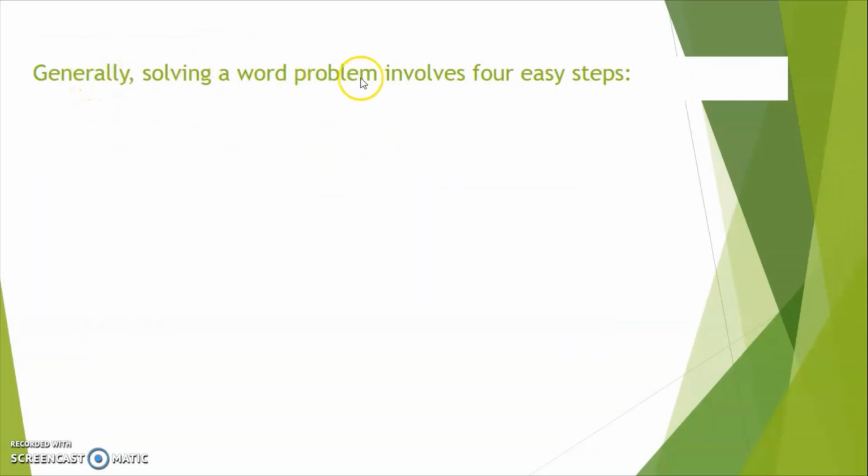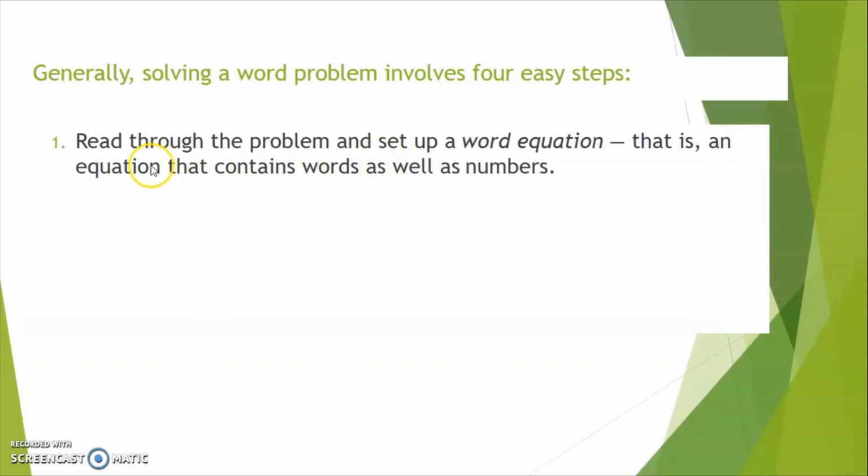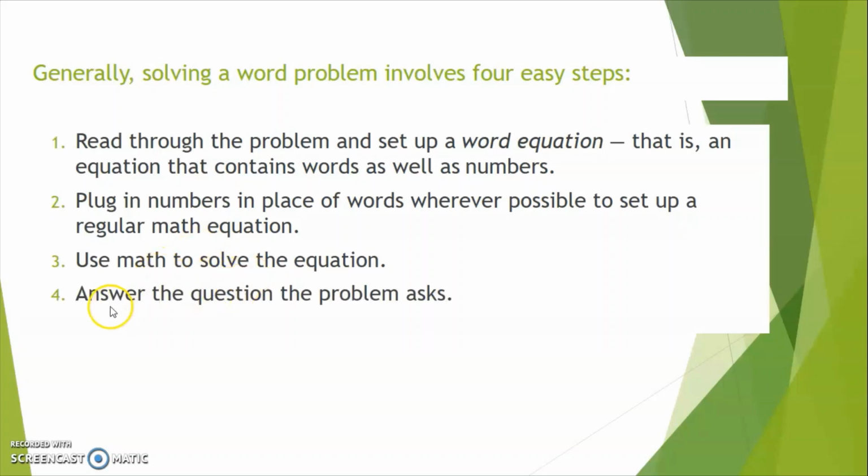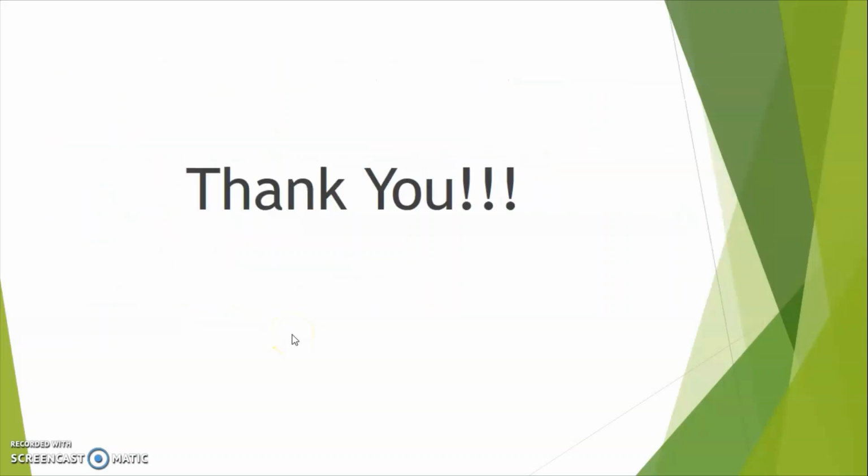Generally, solving a word problem involves 4 easy steps. Number 1, read through the problem and set up a word equation, that is an equation that contains words as well as numbers. Plug in numbers in place of words wherever possible to set up a regular math equation. Use math to solve the equation and of course answer the question the problem asks. So that's all about word problems.